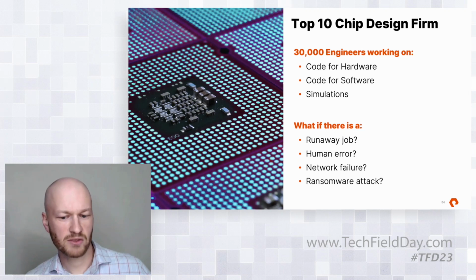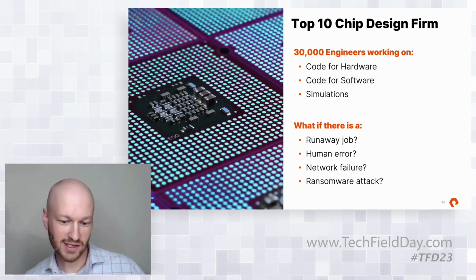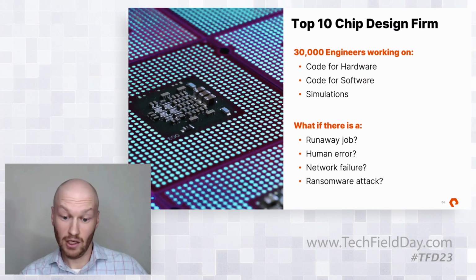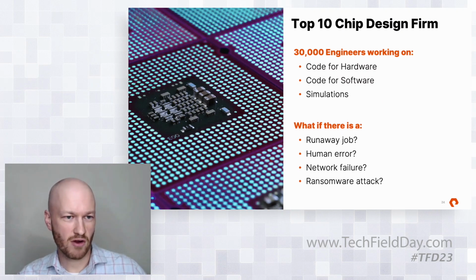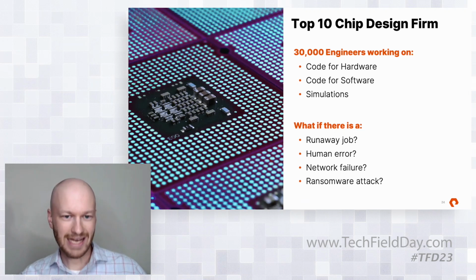But what happens when there's a runaway job? These deployments have tens of thousands of compute cores in simulation grids. What do we as an infrastructure provider do if there's a runaway job? 30,000 people, there's potential for human error. Networks are going to fail. Ransomware is a concern everywhere. So even for the highest of tech, most HPC type environments, we found a strong need for enterprise features.